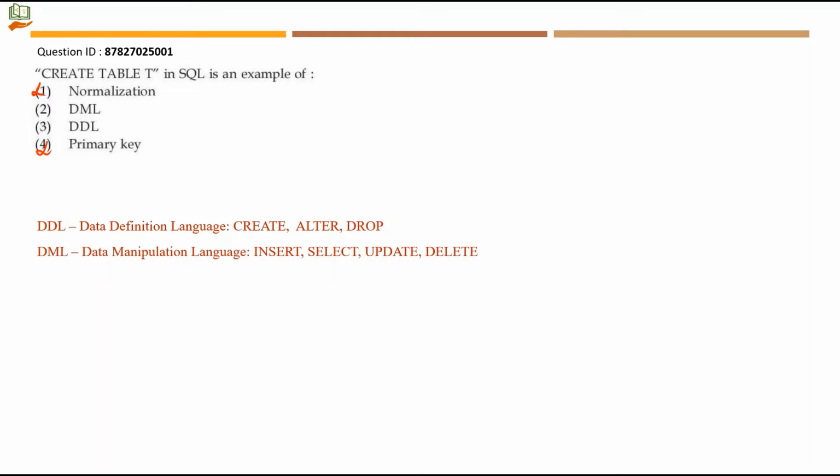Next we have DML, data manipulation language. This is to work with the data inside the table. We have 4 commands: insert, select, update and delete. Insert is to insert values, select is to retrieve values, update is to modify the values of the fields, and delete is to remove the complete row or remove the complete record. So create table T belongs to DDL. Option number 3 will be the right answer.